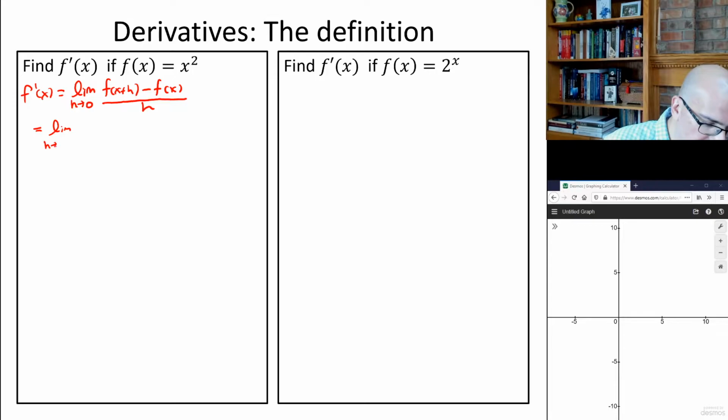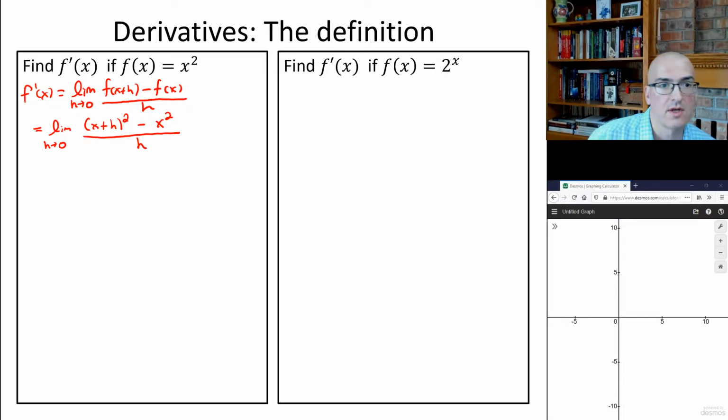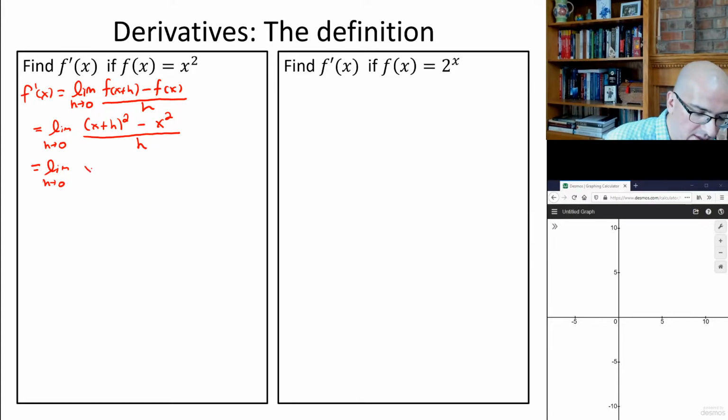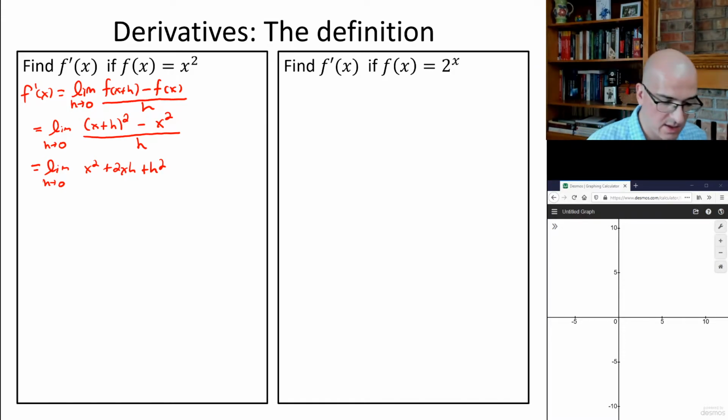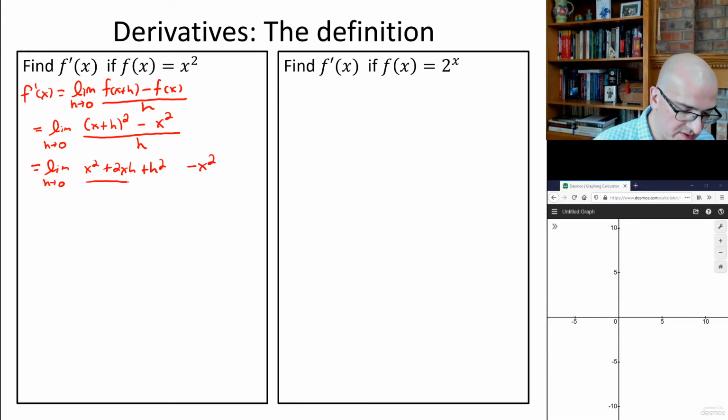Limit h approaches 0. F of x is x squared, so f of x plus h is x plus h all squared. And f of x minus x squared over h. Now we have to expand the x plus h squared. We're going to do a FOIL. We get x squared plus 2xh plus h squared. And then minus the x squared that was already being subtracted, all over h. We get two pieces disappearing. The x squared and the negative x squared destroy each other.